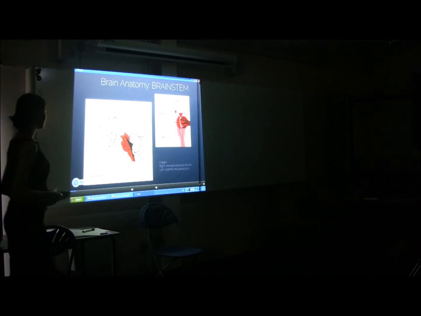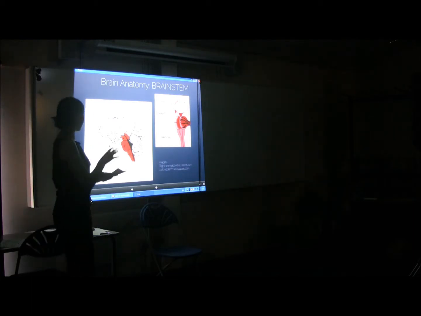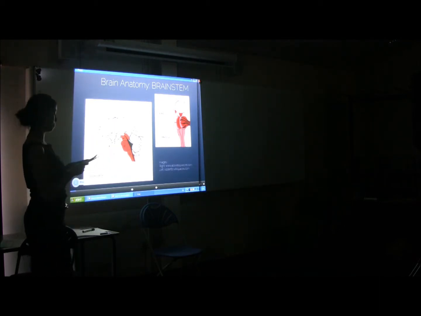So we're going to look at the brainstem first. Basically, the brainstem is right in the middle of the brain, as the name suggests, and everything else is built around it. It joins to the top of your spinal cord, so every single nerve going on in the body has to go through your brainstem.